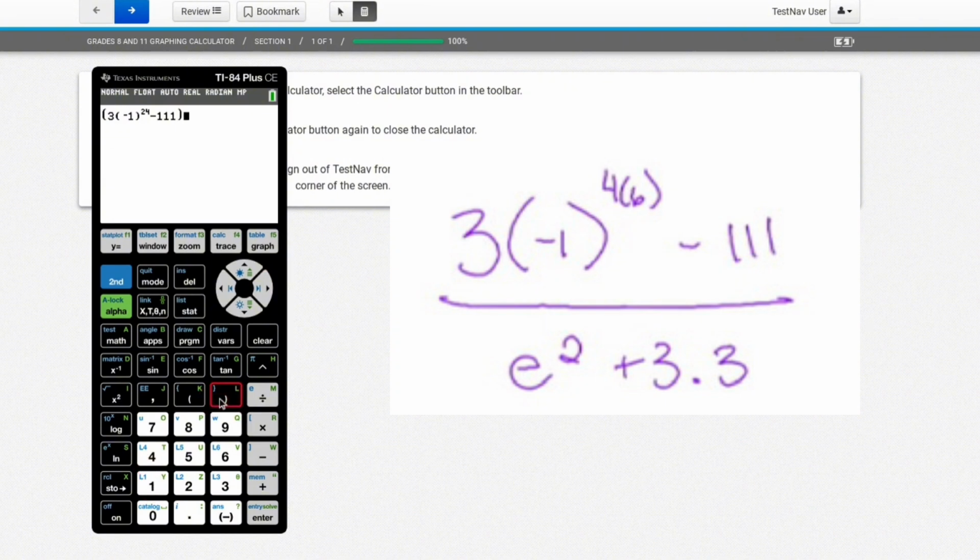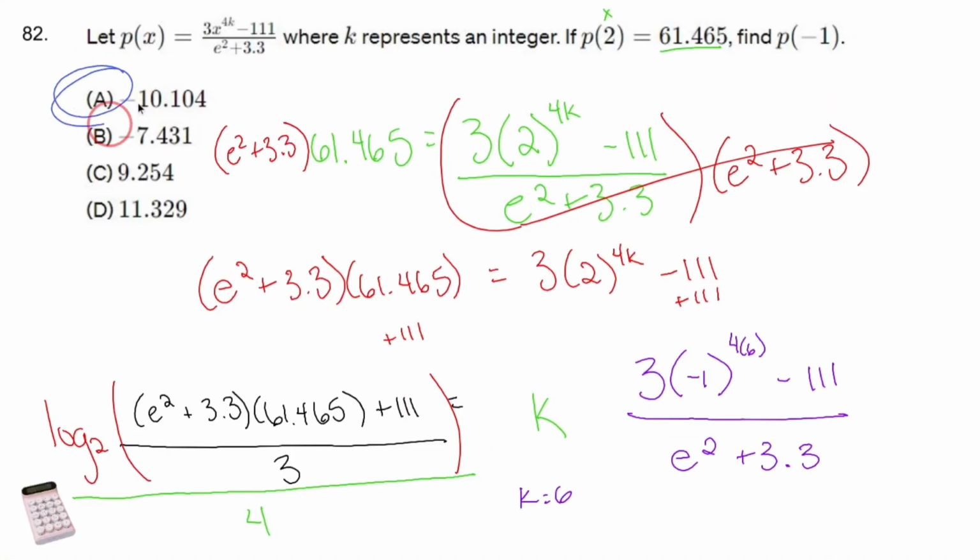Close that parentheses. Divide it by, open parentheses, e squared, so let's do this again, second ln squared, plus 3.3, close it, and we get -10.1037, so -10.104. So let's go back and select that one. All right, well, that was awful. That was awful, but after all of that, we got it.